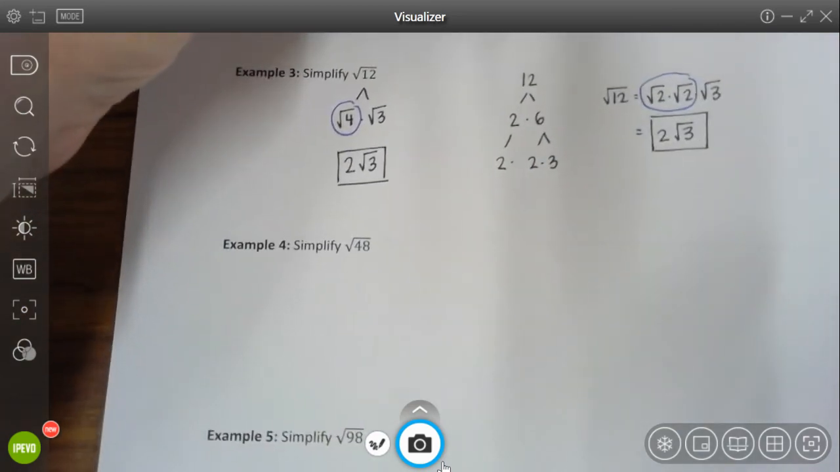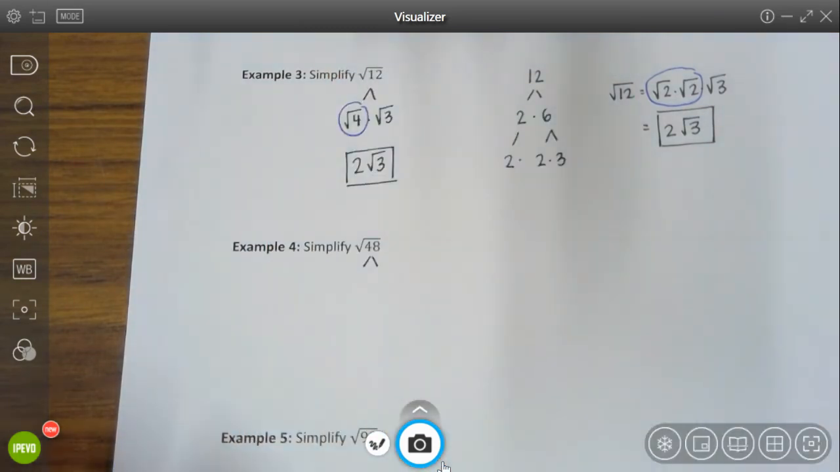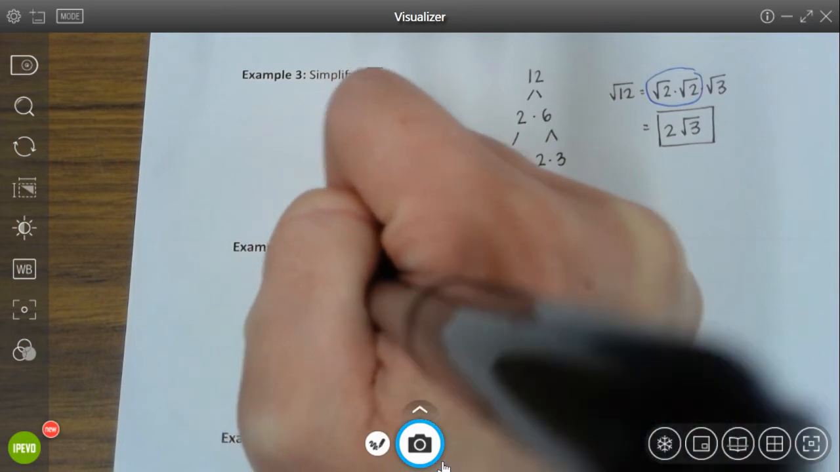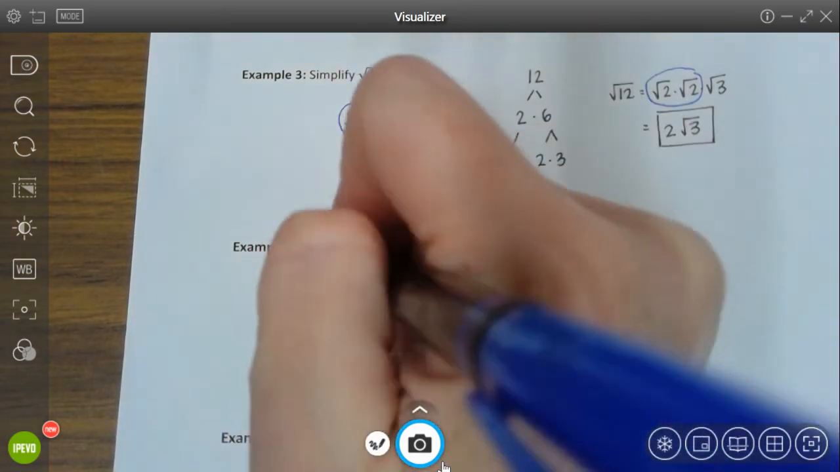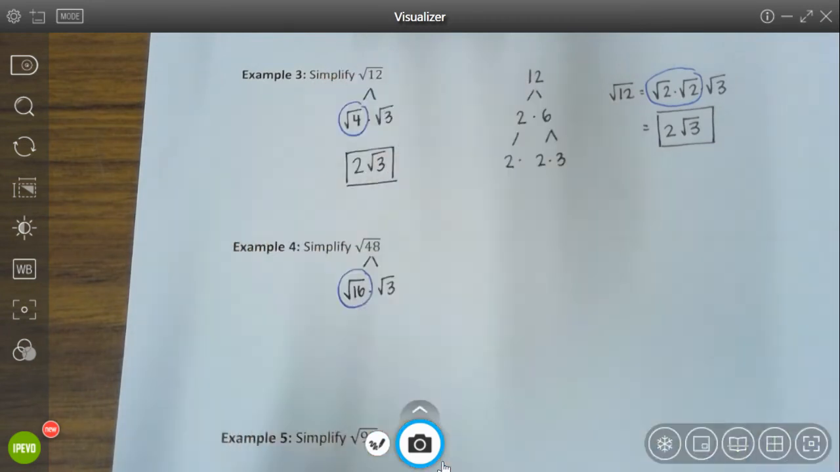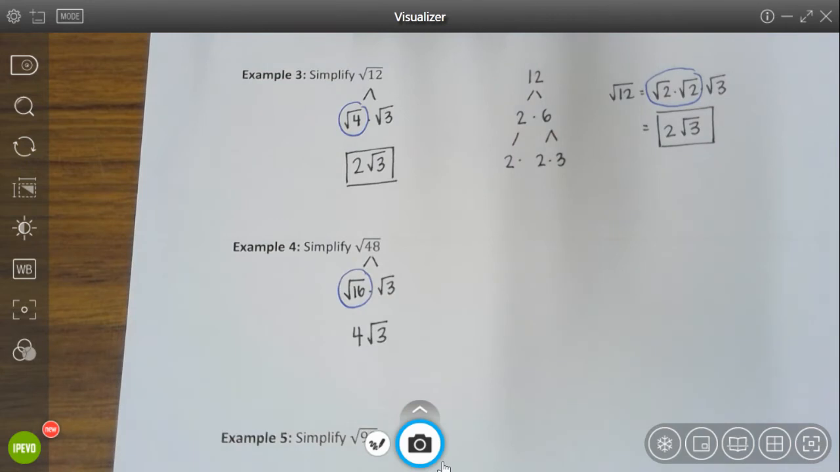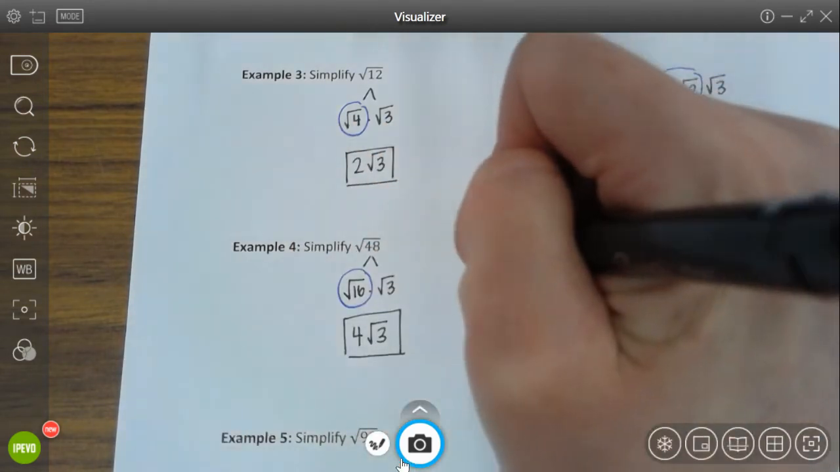All right, a couple more examples. So square root of 48. The largest perfect square that 48 is divisible by is actually 16. So I'm going to write this as the square root of 16 times the square root of 3. I know that 16, I can take the square root of that to get a nice integer number. So that's going to give me a 4. And I can pull down the square root of 3. So 4 times the square root of 3 is my simplest radical form.